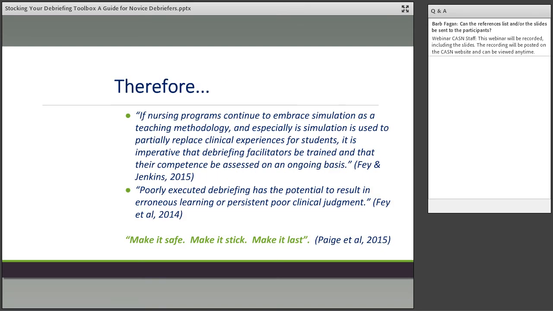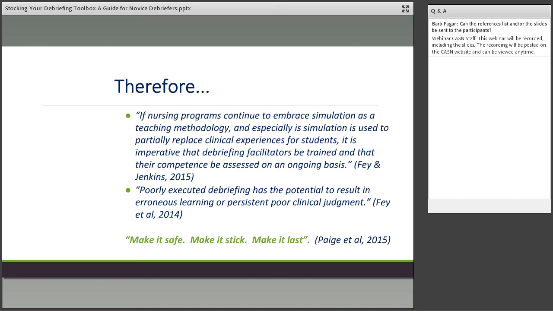Therefore, if nursing programs continue to embrace simulation as a teaching methodology, and especially if simulation is used to partially replace clinical experience, it's imperative that debriefing facilitators be trained and their competence be assessed on an ongoing basis. Poorly executed debriefing has the potential to result in erroneous learning or persistent poor clinical judgment.